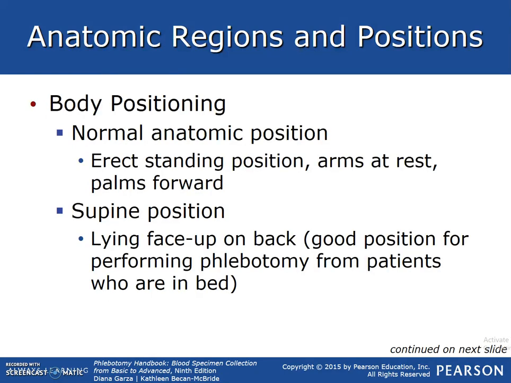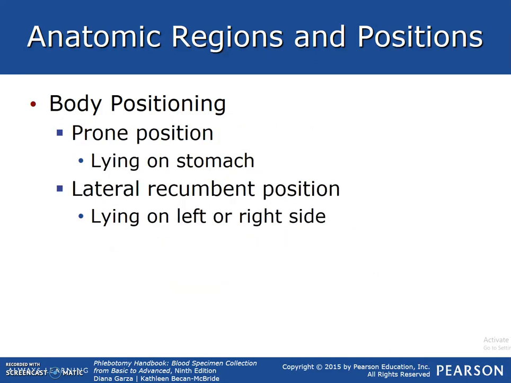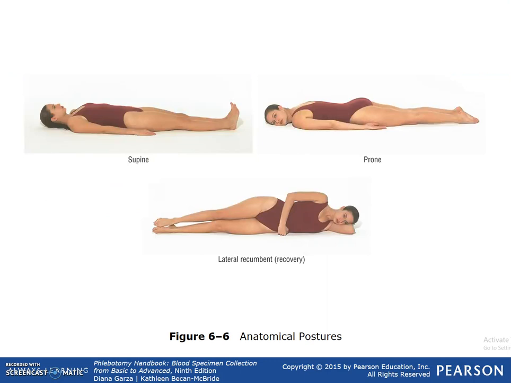Body positioning, normal anatomical position: erect standing position, arms at rest, palms forward. Supine position: lying face up on the back, a good position for performing phlebotomy on patients who are in bed. Prone position is lying on the stomach, and lateral recumbent position is lying on the left or right side. And this is just images of what those terms look like.